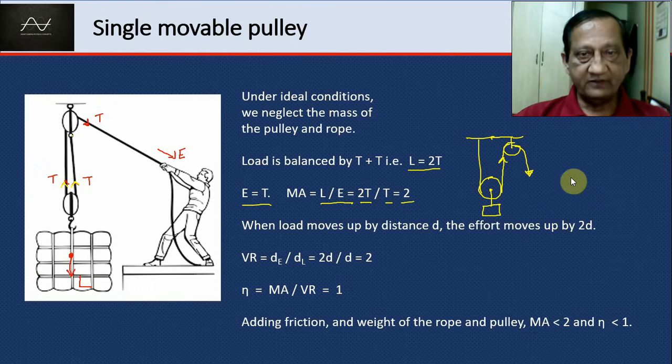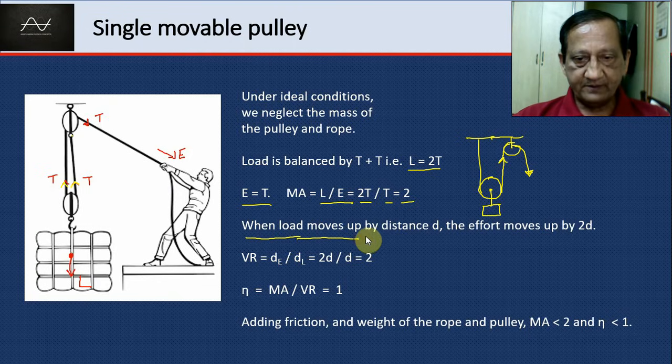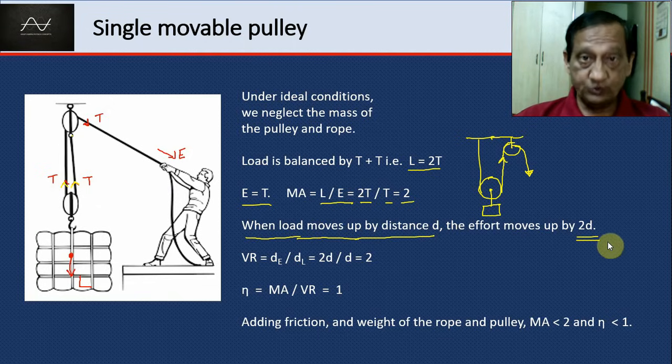What about the velocity ratio? That's very interesting. Look at this statement. If the load moves up by a distance d, the effort has to move a distance 2d. 2d. Why is that so? Let us look at this picture. Suppose the load moves up by a distance d. So this point moves up by a distance d.